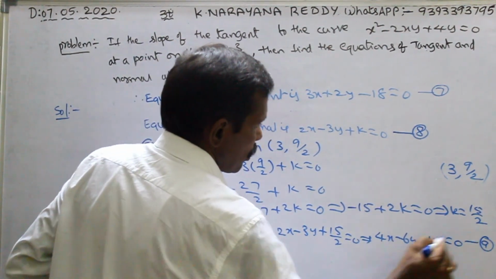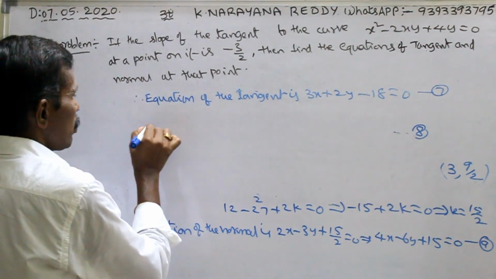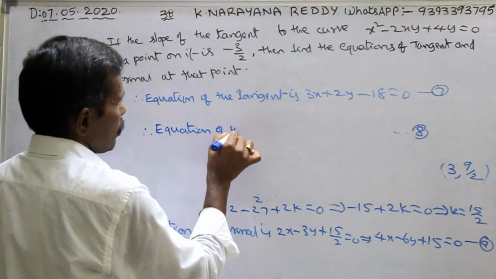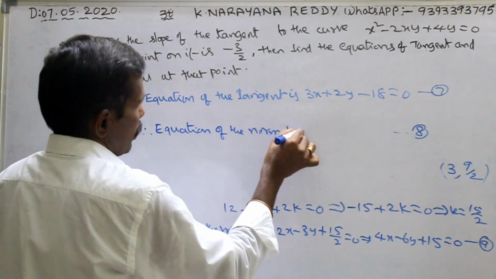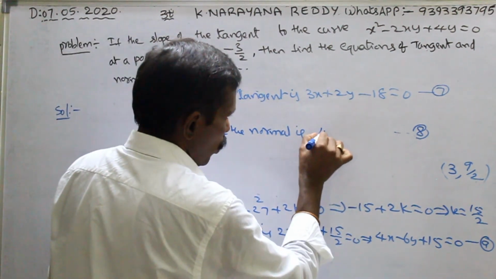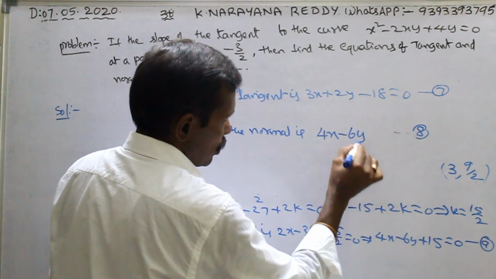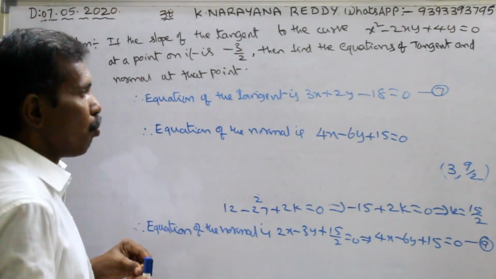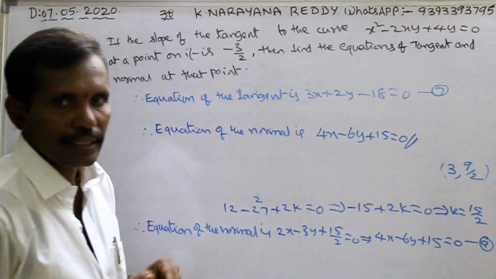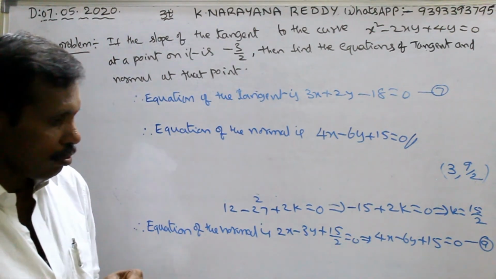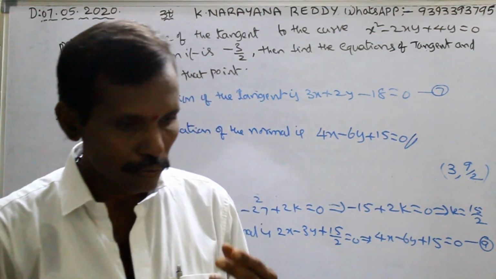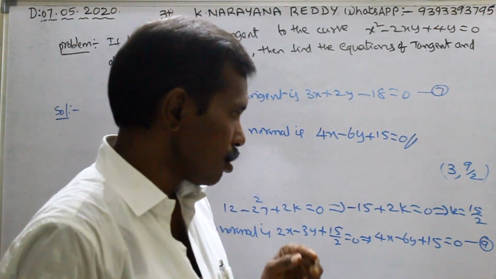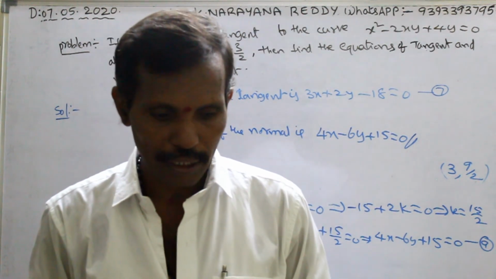This is the required normal equation. Okay. Therefore, equation of the normal is this one, 4x minus 6y plus 15 equals to 0. In this way, you can find the equation of tangent and equation of normal. Here we will have two cases, because the x will have two values. That is why two tangents and two normals are there for this problem.